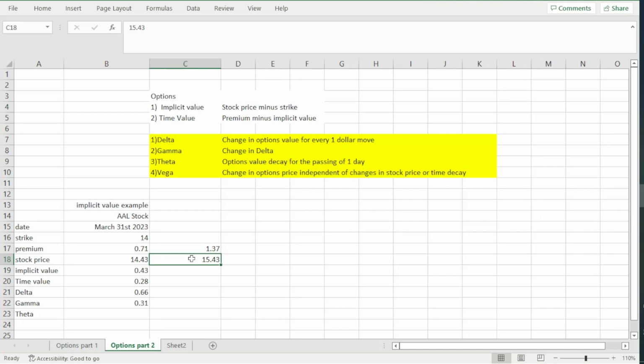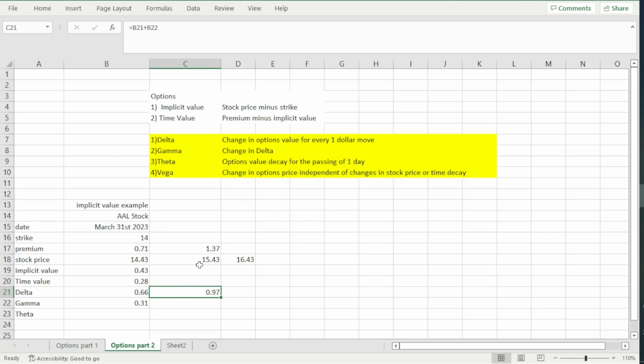Now this is what gamma means. Gamma essentially means that if we go up another dollar from this point on, and the stock price becomes $16.43, then our delta is going to change by 31 cents. So that essentially means that our delta is now going to equal 0.66 plus 0.31. That means our delta is going to increase significantly. Just keep in mind that these numbers are all in theory. It might not actually work out this way. So that's how gamma works out.